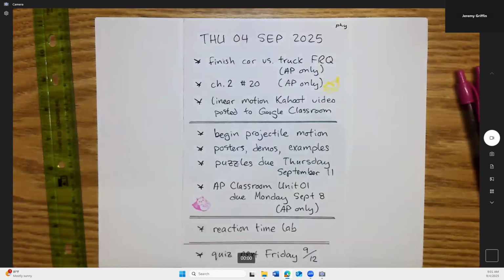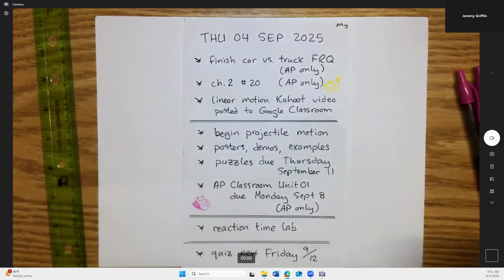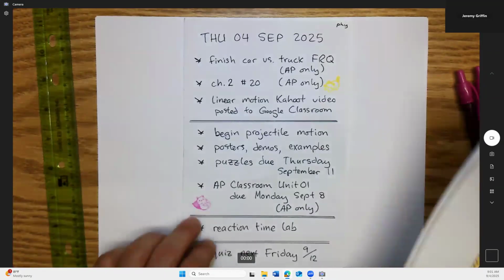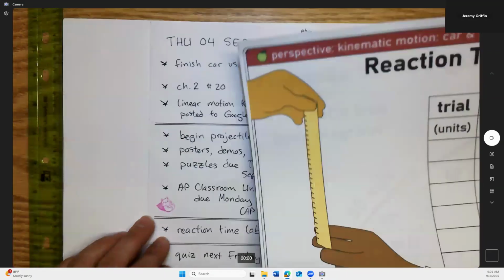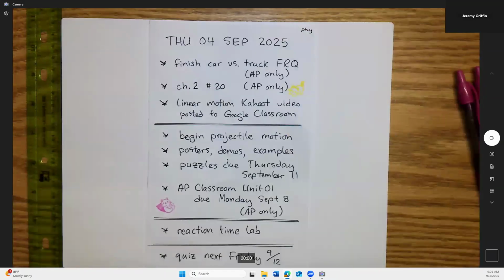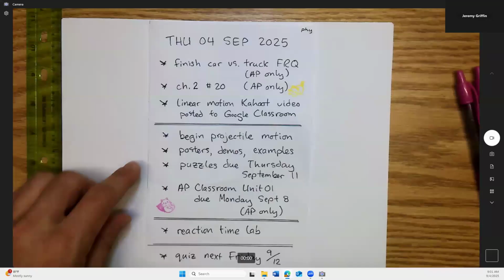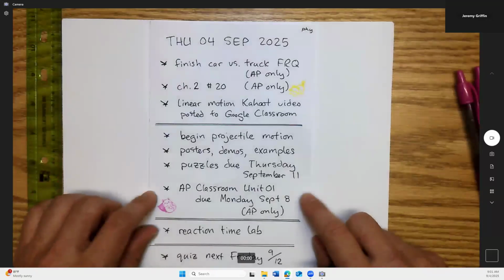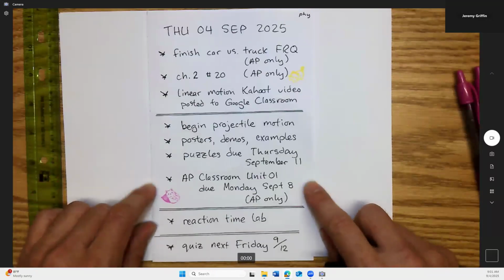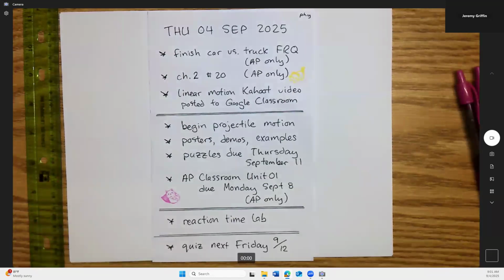Okay, let's do this. Let's move on to projectile motion. I might get you started on projectiles today, but ideally, if I can, I do want you to do this reaction time lab before the end of class, so I'll see if I can fit both parts in. You know you have an AP Classroom assignment that I want you to have finished by the time you come to class Monday, so we can go over the answers then.